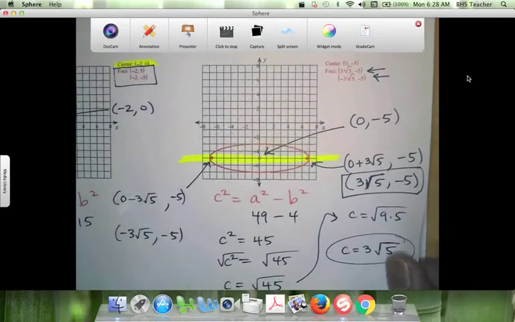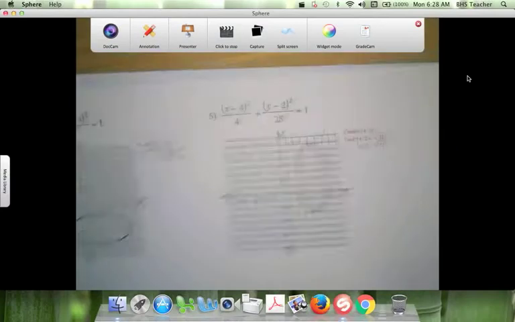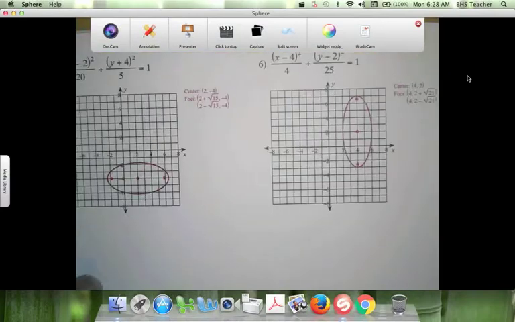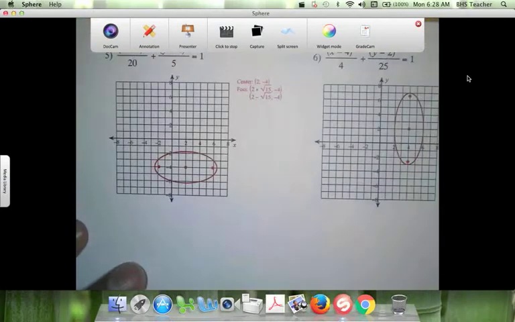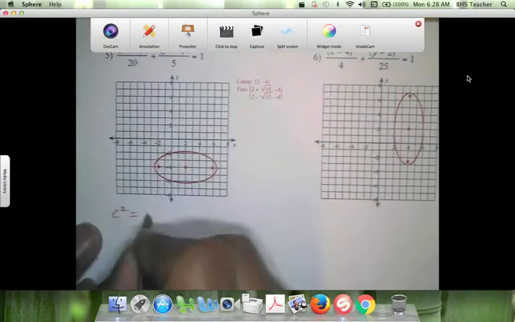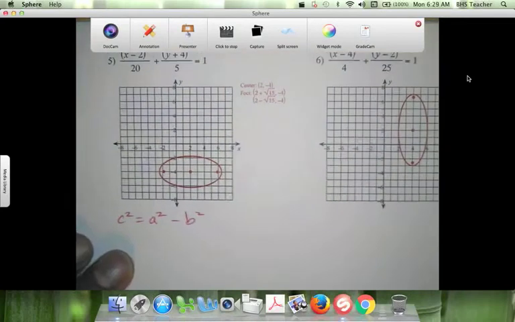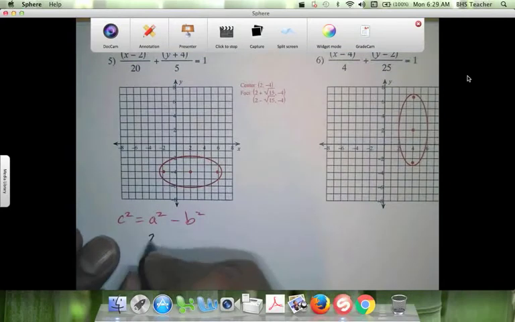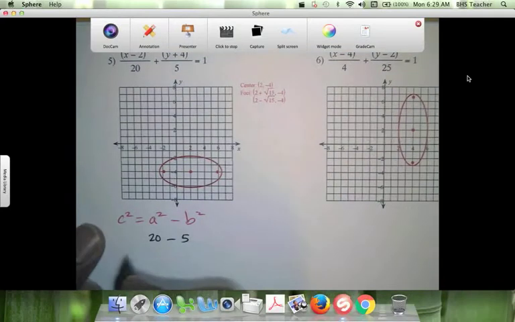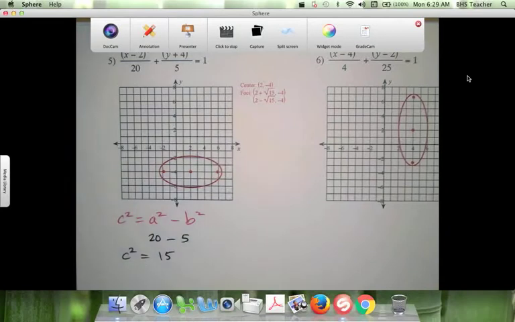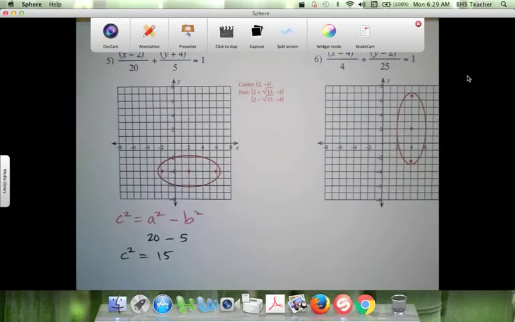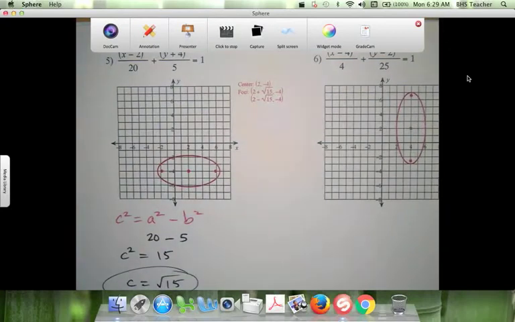Okay, let's try a couple more. Number 5. Okay, let's go a lot quicker now for number 5. So we got the formula, c squared is equal to a squared minus b squared. That's going to be 20 take away 5. That's going to be c squared equals 15. 15, you cannot break it down. It is 5 times 3, but it stays at c is equal to the square root of 15. That's the distance from the center.